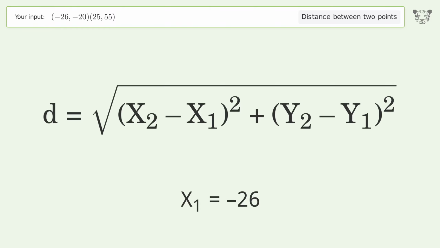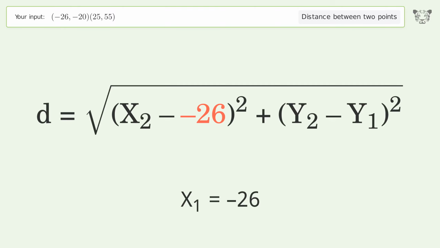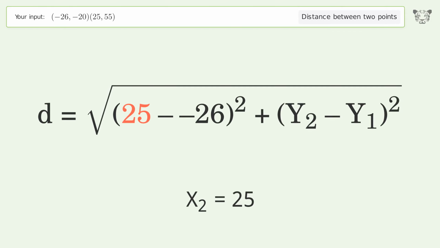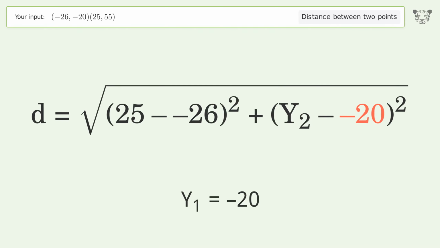x1 equals -26. x2 equals 25. y1 equals -20. y2 equals 55.